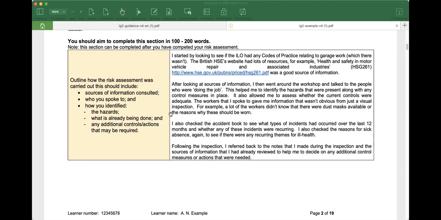How you identified the hazard? By talking to workers or by visiting the site. What is the company already doing? This you came to know from your workers and visual inspection. And the additional controls, you decide by referring to your notes during inspection and the sources of information. So is that clear to you?